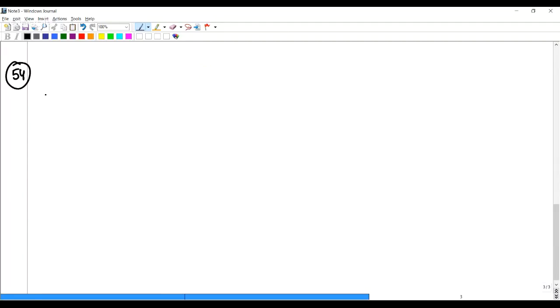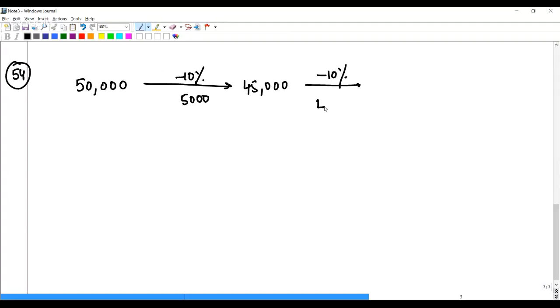Now 54th one. The value of a machine depreciates every year by 10%. First year, it's a round figure, so you can find 10% on 50,000, which is 5,000. 45,000, you just find 10% again. 10% if you find out, it will be 4,500. Just take out 4,500 from 45,000. It will be 40,500.